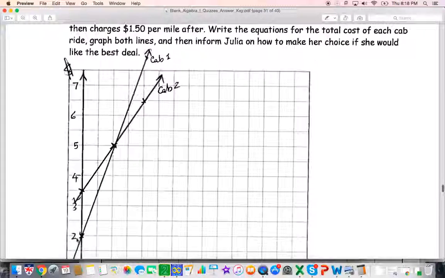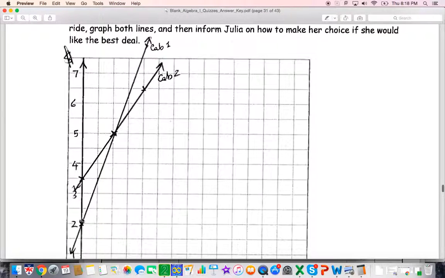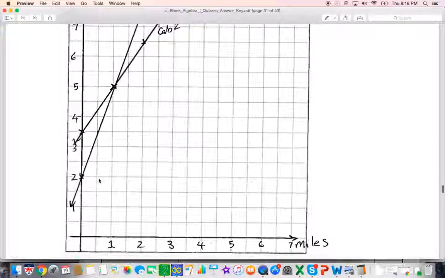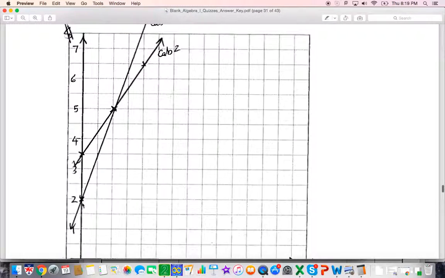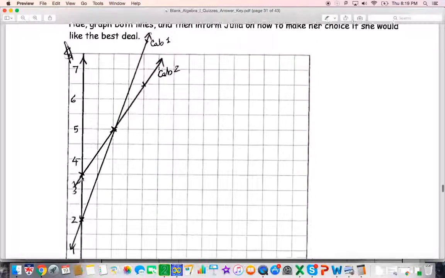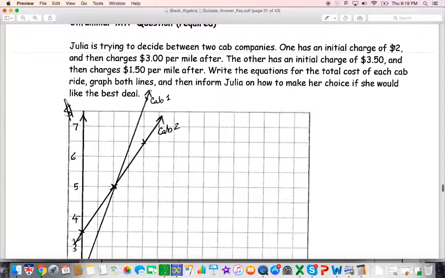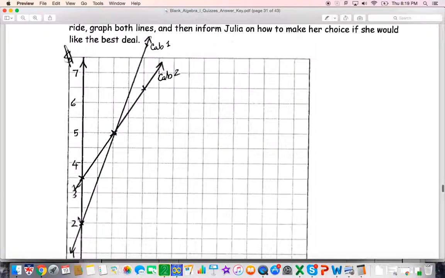So it starts off at $2 and then it goes up 3 over 1. For every mile, as you can see, the miles are on this axis, it charges $3 more. Let's read this again. Initial charge of $2. So it starts at 2, then it goes up 3 per mile, again 3 per mile. That should be hitting right here.